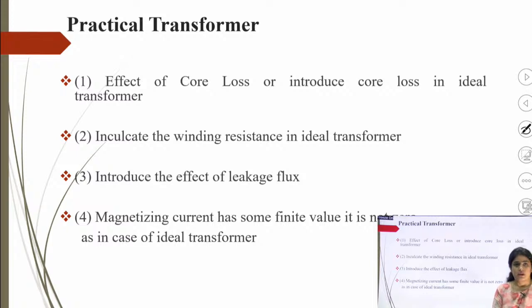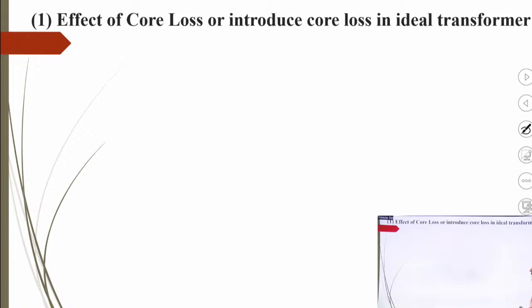So when we introduce the core loss in the ideal transformer, you should be aware of the core loss. Core loss consists of eddy current losses and hysteresis losses. Eddy current losses can be minimized with the help of laminations, as you know, and hysteresis losses can be minimized by using high quality, high permeability material to reduce the core losses, right.